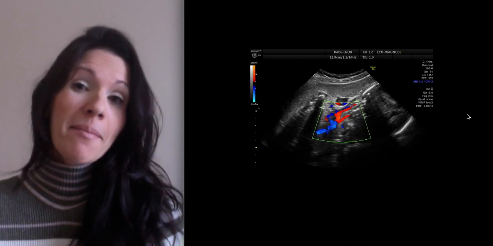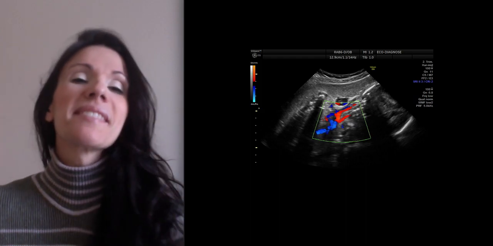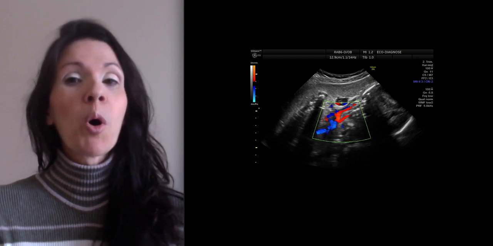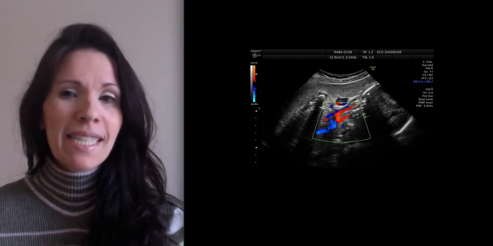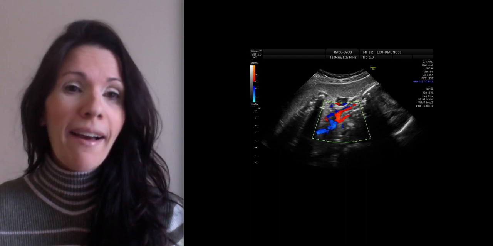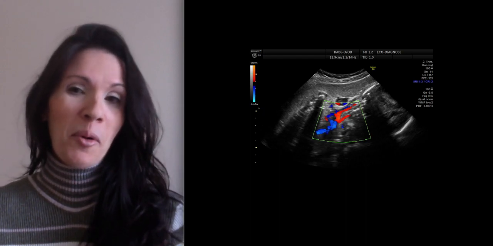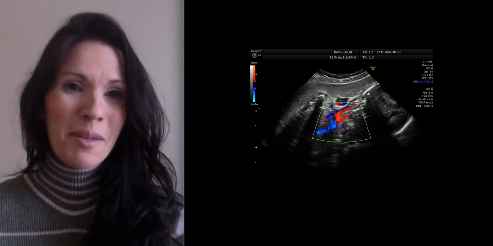And maybe I could exclude the persistent left superior vena cava, because in most cases, when you have a persistent left superior vena cava, you will not have the left brachiocephalic vein, but not always. So I'm not sure about the diagnosis.